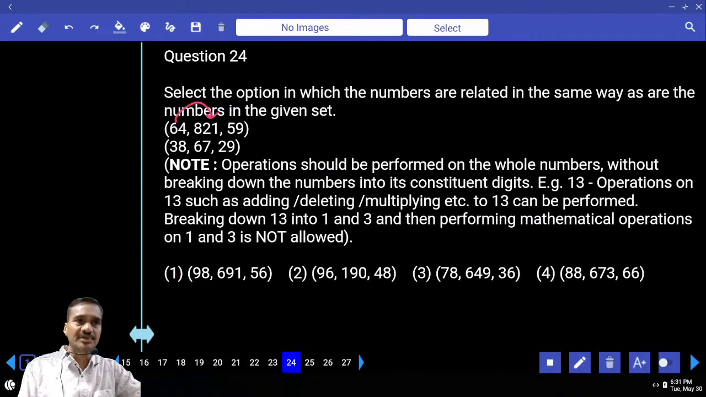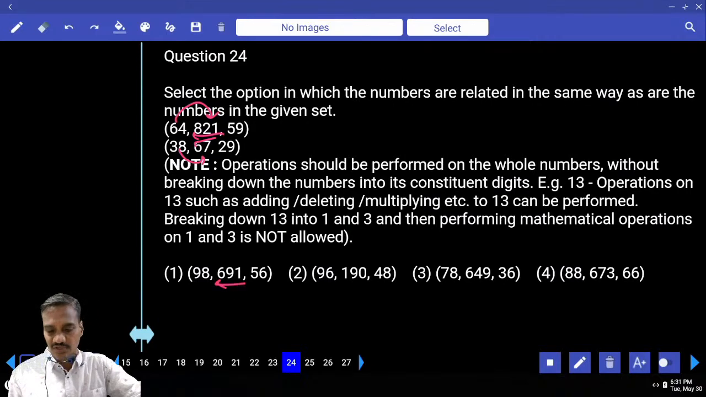The first number into 2 gives 128, and 128 is written in the reverse order. Now 38 into 2 is 76, written in the reverse order. In the same way, here 98 into 2 is 196, written in the reverse order. The remaining choices are not apt for this one.